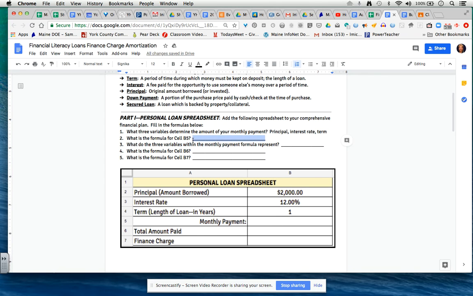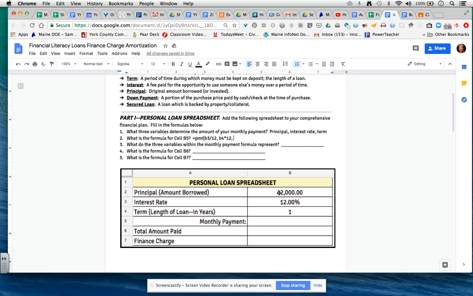So remember, all formulas begin with the equal sign. So we're going to type in equals PMT, which is an abbreviation for payment. The first variable is the interest rate, but that's the annual rate, so we need to divide that by 12. So that's located in cell B3, so it's B3 divided by 12. The second is the term, so that is in cell B4, and we're going to multiply that by 12 because there are 12 months in a year, so there will be 12 payments.